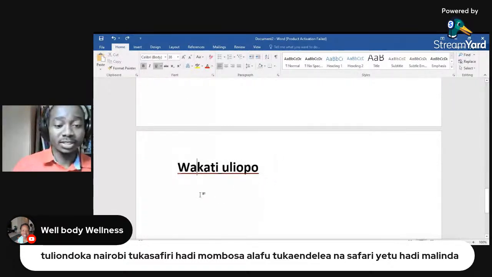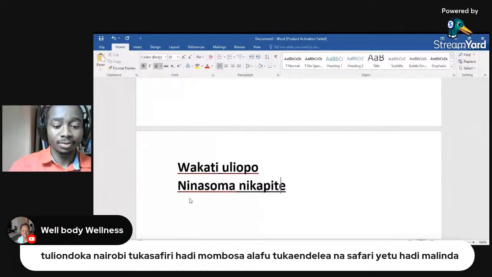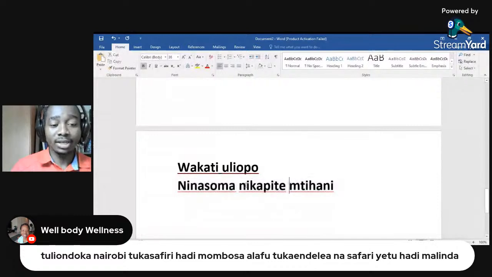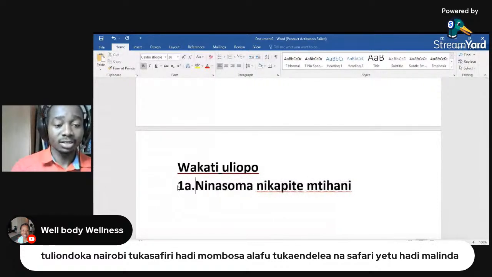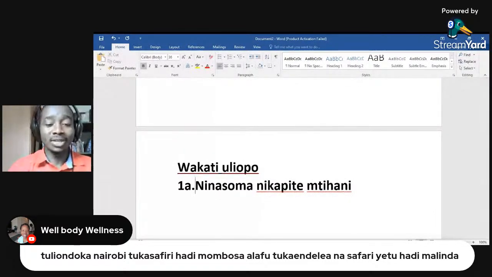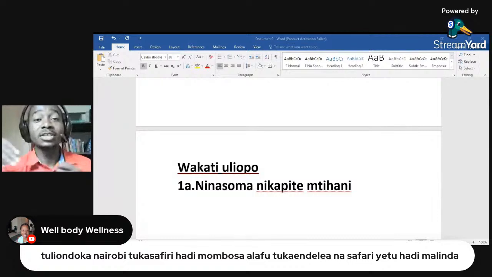So this one, we say this example. You know what this sentence means? Ninasoma nikapite mtihani. So this can be like, I'm studying so that I pass the exam. I am studying, this is the action that is happening now. The reason for the action is to pass the exam. So you say ninasoma nikapite mtihani, or you can say ninasoma ili nipite mtihani.